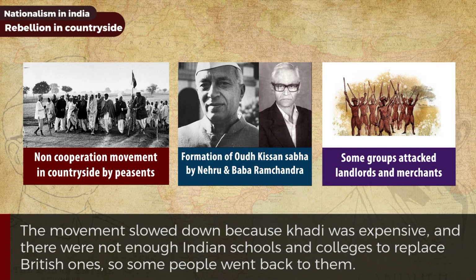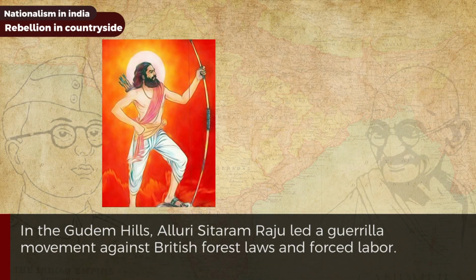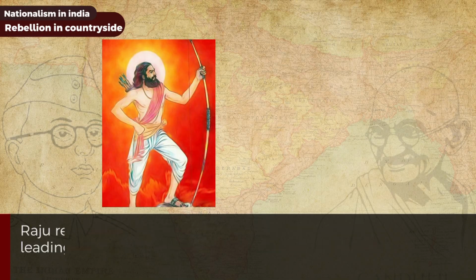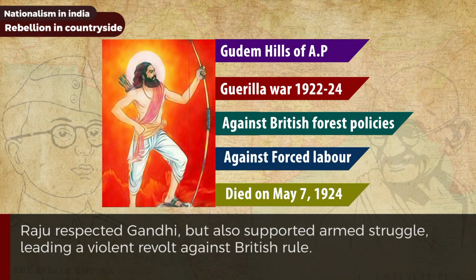The movement led to attacks on landlords and merchants, and some local leaders wrongly used Gandhiji's name to support violent actions. In the Gudem Hills, Alluri Sitaramaraju led a guerrilla movement against British forest laws and forced labor. Sitaramaraju respected Gandhi, but also supported armed struggle, leading to a violent revolt against British rule.